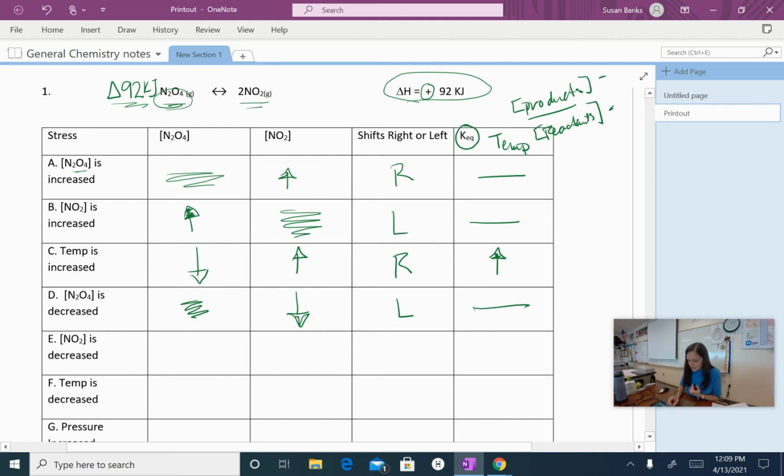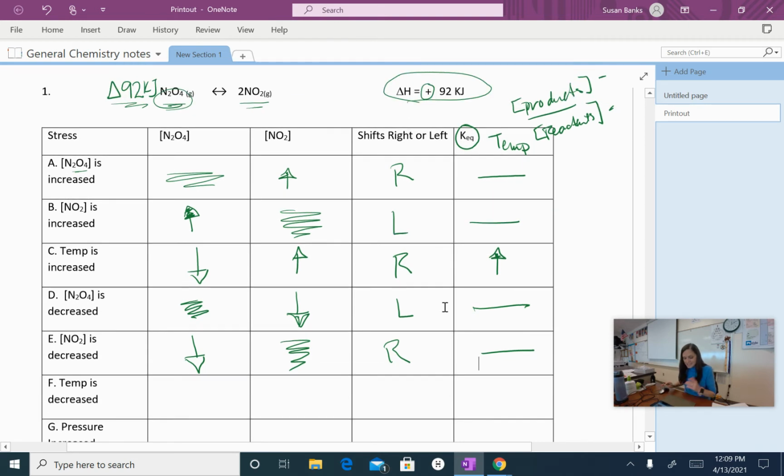Our nitrogen dioxide is decreased, so our product side is going to be really light. So that means our dinitrogen tetraoxide is going to go down because we're going to shift right to make more nitrogen dioxide. And we haven't changed the temperature, so our equilibrium constant is not going to change.